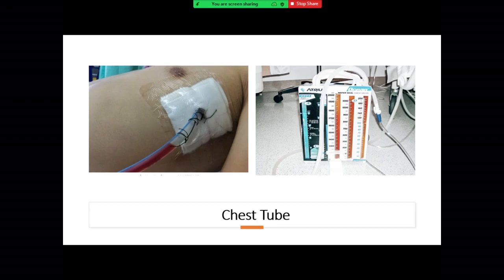Chest tubes. So this is the box piece that you'll see. It'll usually be on the floor if you're inpatient, like in the hospital. They can be set to drain.